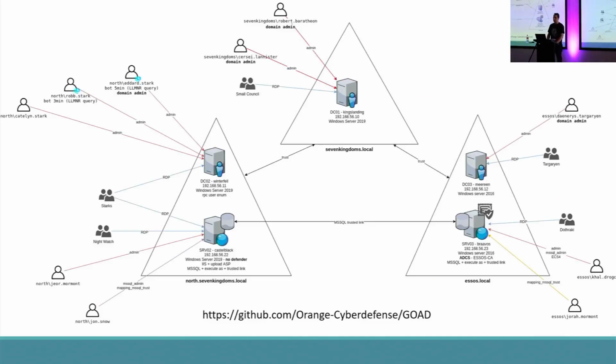So this is what we're going to be hacking today. This is a lab environment of a bunch of Windows machines. We've got 3 domain controllers and 2 servers, and they are vulnerable to a bunch of stuff. I didn't make this. This is something that's made by a guy from Orange Cyber Defense. It's called Game of Active Directory. I've got it set up on my laptop here, and we're going to hack it.